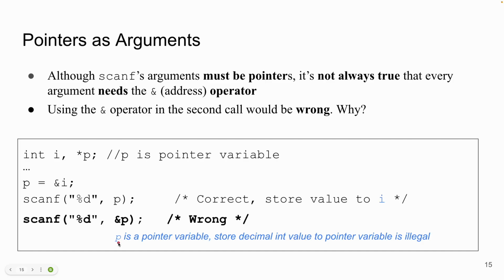So this is the answer here. The answer is p is a pointer variable. In this case, what scanf is trying to do here is to store the decimal int value, because we use %d here. If scanf tries to store the integer value to a pointer variable, it is wrong, because only an address can be assigned to the pointer variable. Any other ordinary decimal integer value cannot be assigned to the pointer variable.